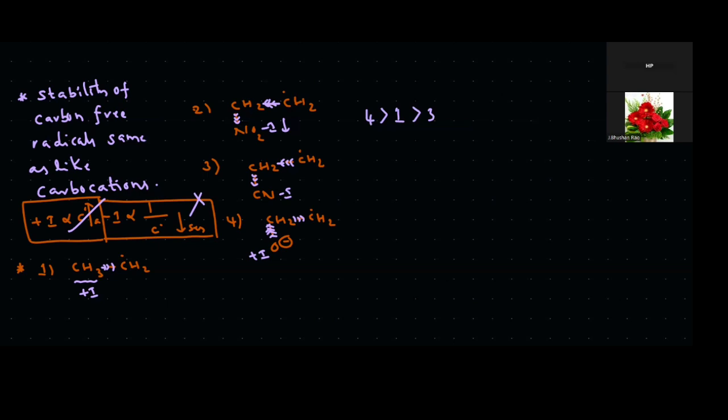Now this is the stability of the free radicals. It is the same as the carbocation conditions. So by using this, we can easily identify the stability of carbocations, carbanions and carbon free radicals. Next, we will discuss another application in alkyl halides, that is the reactivity of alkyl halides.